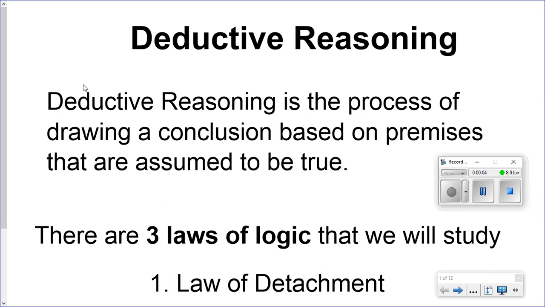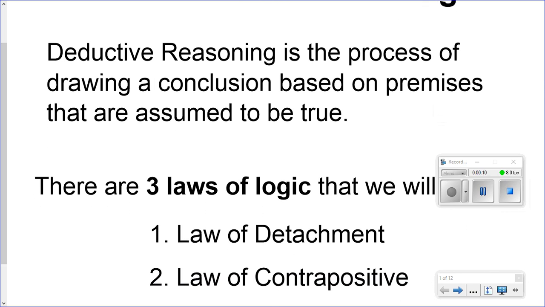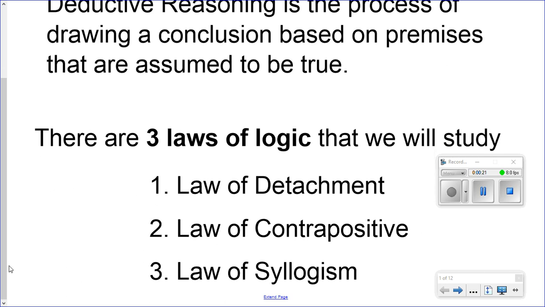All right, so we're going to start notes on deductive reasoning. And just for definition wise, deductive reasoning is the process of drawing conclusions based on premises or statements that we assume to be true. So we're going to be studying three laws of logic, or three laws of deductive reasoning. And we will be law of detachment, the law of contrapositive, and the law of syllogism.